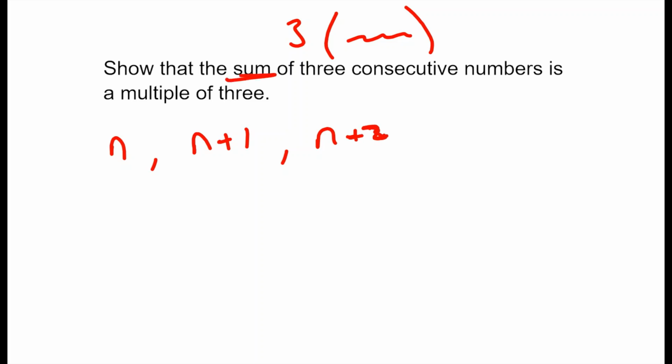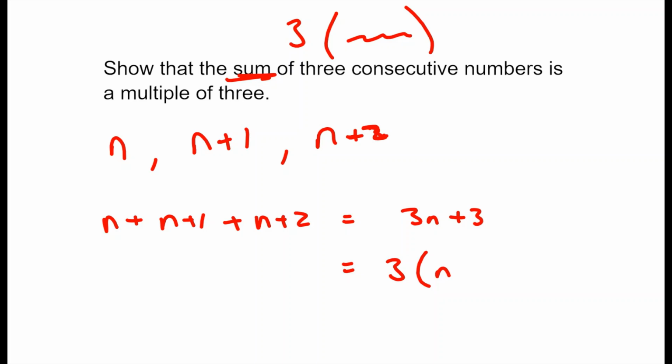So if we're doing the sum of these, that means to add them. n plus n plus 1 plus n plus 2. And this is going to give us 3n plus 3. Now hopefully you see this pretty quickly. We can factorise out a 3. So we've got 3 multiplied by a number. So this shows it's a multiple of 3.